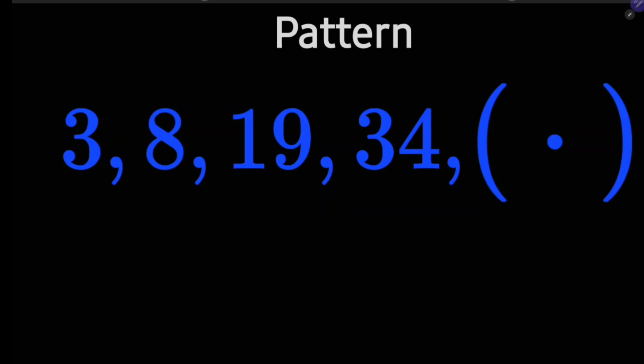So looking, we can say 3 times what gives us 8? We see that that is not an integer. And 8 times what is going to give us 19? It's still not an integer. And 19 times what is going to give us 34? Still not an integer. So from here, we can say we cannot solve this using multiplication. So let's see what we can actually solve this using.